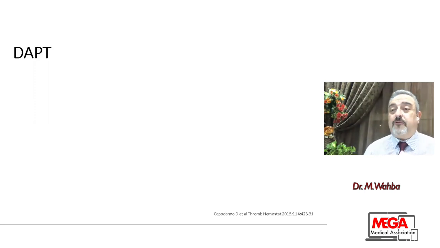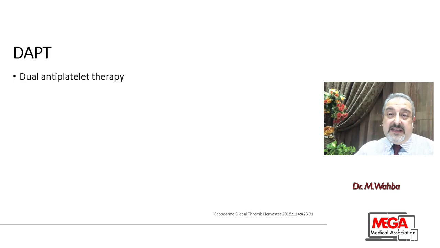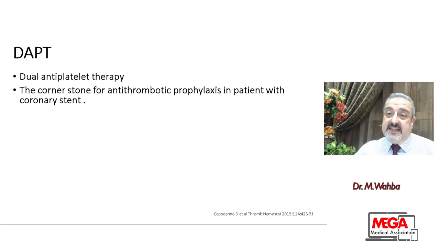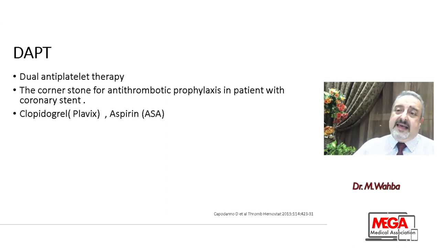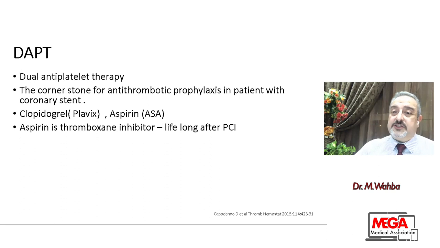Now, let's talk about these first 4 months, until the epithelialization develops: what should I do for my patient? Dual antiplatelet therapy. Dual antiplatelet therapy is a combination of two antiplatelet therapies, which is considered the cornerstone of antithrombotic prophylaxis for the patient with a coronary stent. The very common medications you see in the market are Plavix or clopidogrel and aspirin. These are the two antiplatelet therapies. The question is two? Yes, two antiplatelet therapies, not one. Why two? I will tell you.